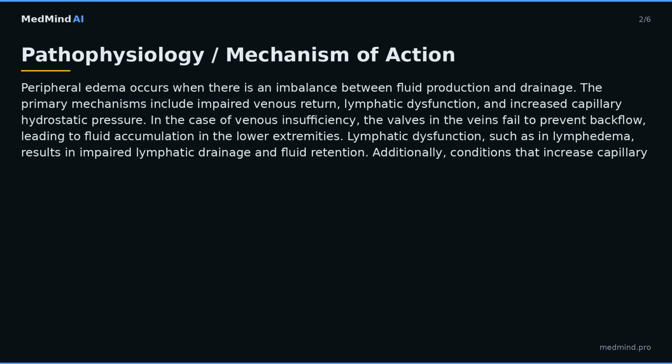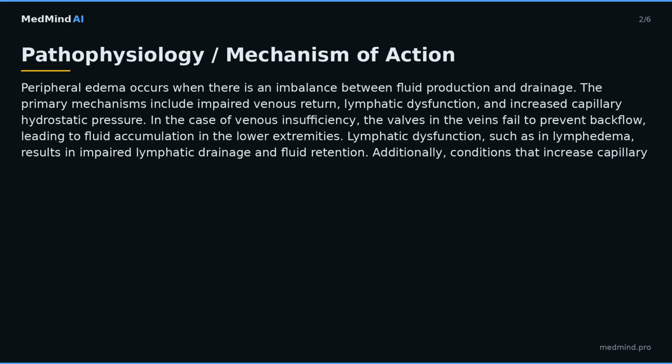Pathophysiology/mechanism of action. Peripheral edema occurs when there is an imbalance between fluid production and drainage. The primary mechanisms include impaired venous return, lymphatic dysfunction, and increased capillary hydrostatic pressure.